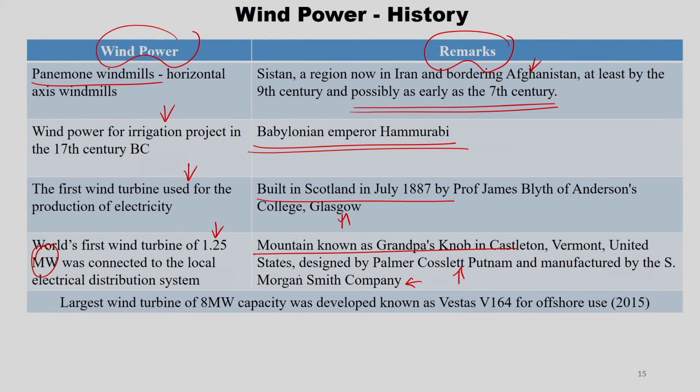This I probably discussed, the 1.25 megawatt capacity Smith-Putnam machine, and the largest wind turbine of 8 megawatt capacity was developed, known as the Vestas V164, for offshore use. This is around 2015.